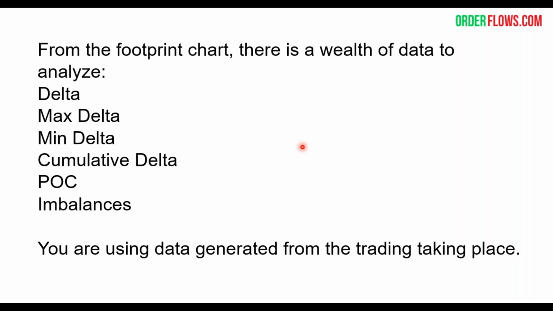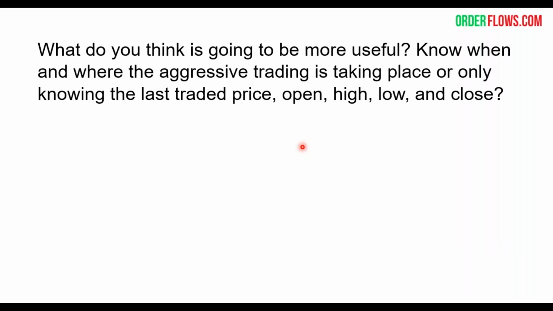And the best part is all this data is generated from what's actually trading, right? You're not using trend lines and forms of analysis of what happened yesterday or 5 hours ago. You're using information based off of what is trading in the market right now. So what do you think is going to be more useful? Knowing when there are aggressive traders and trading is taking place, or only knowing the last traded price, the open, the high, the low, the close?